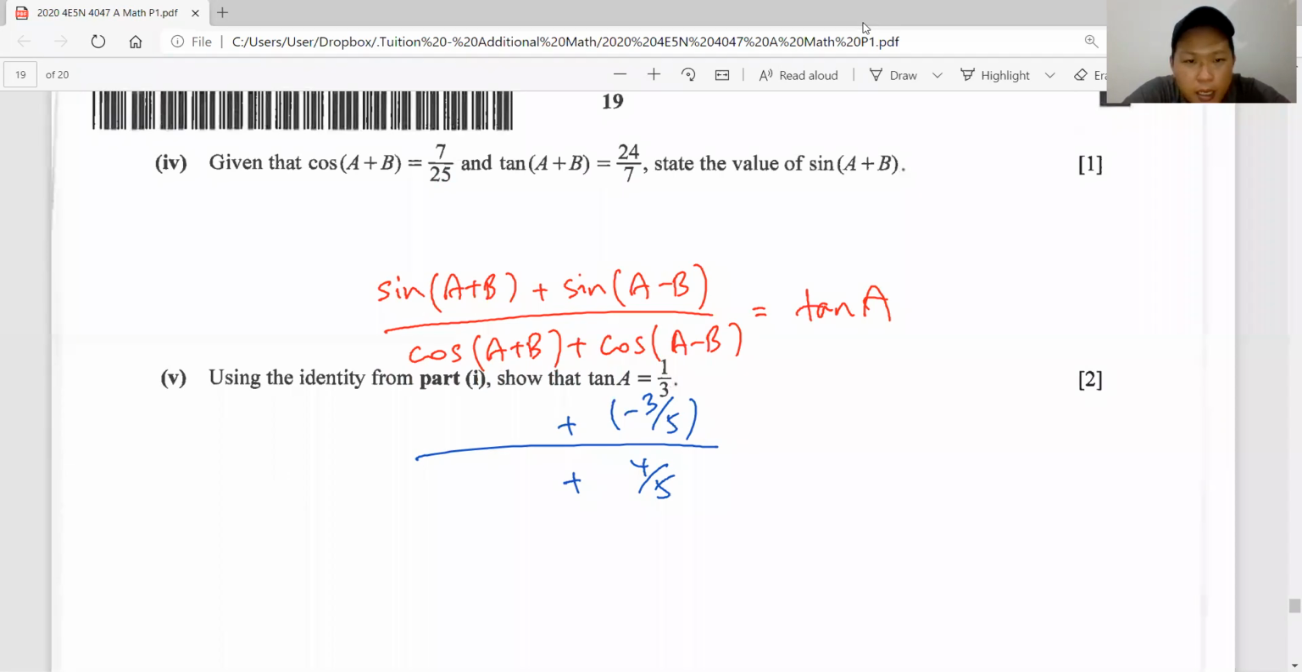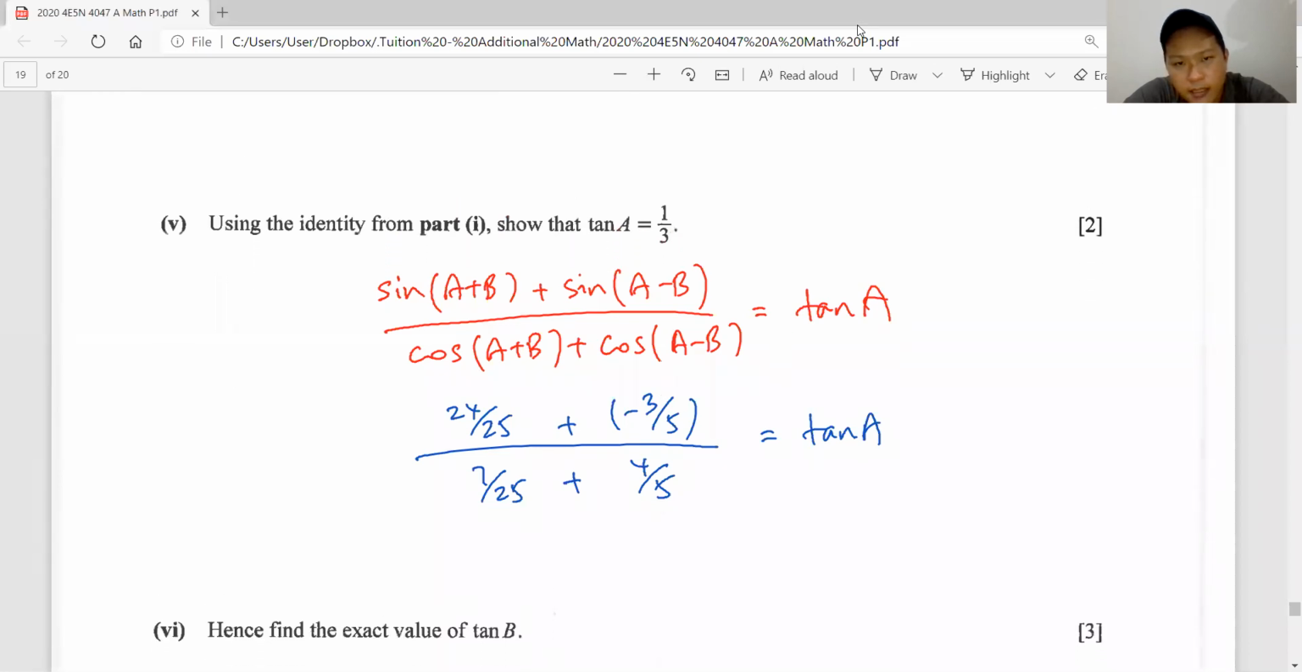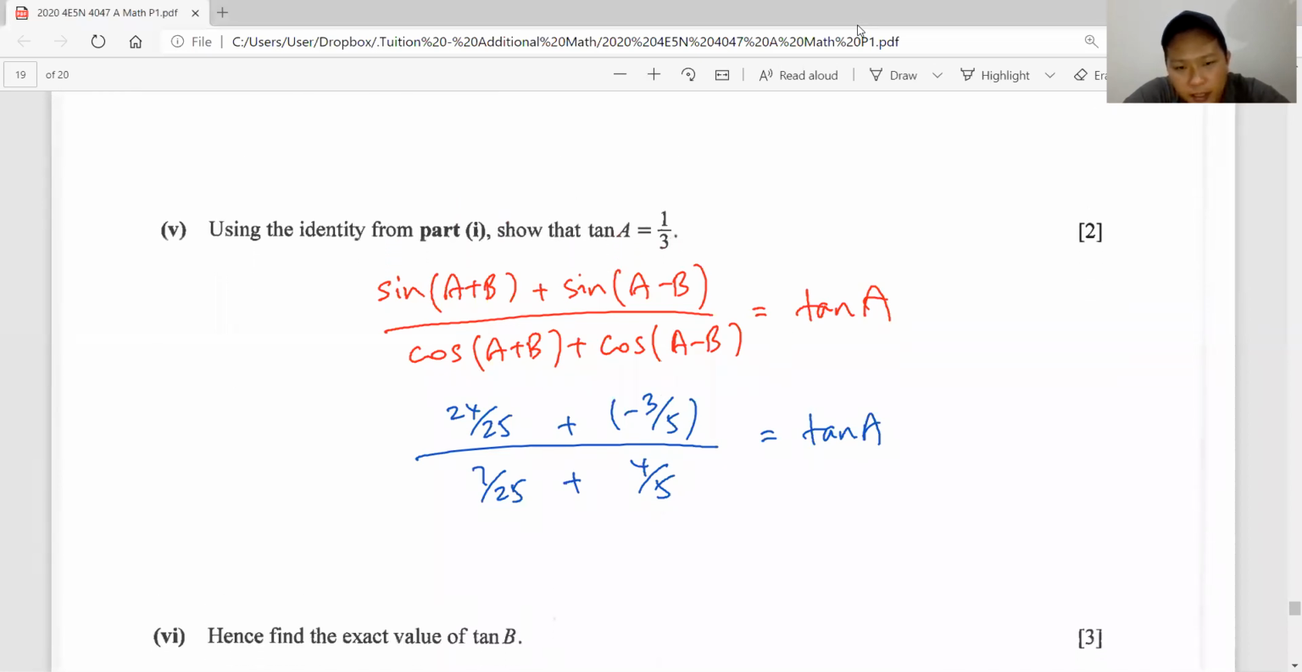Okay, then one more. Sine A plus B just now we found out is 24/25, and then cosine A plus B, 7/25. And that is equal to tangent A. Okay, like that, and give more space. So from here on, you just need to press calculator. Hey, where's my calculator? Oh yeah, I got this very cute calculator. Obviously not my own, not so cute.